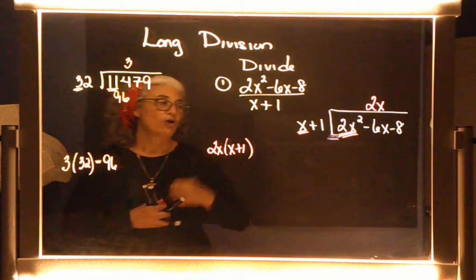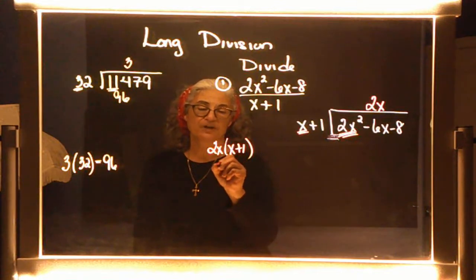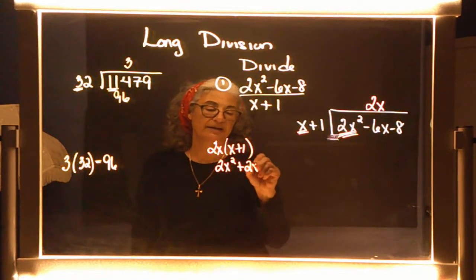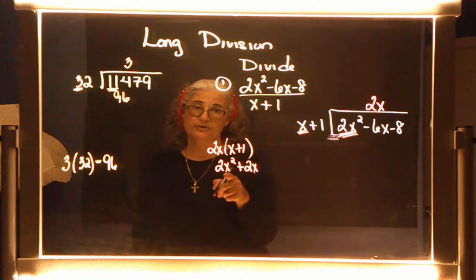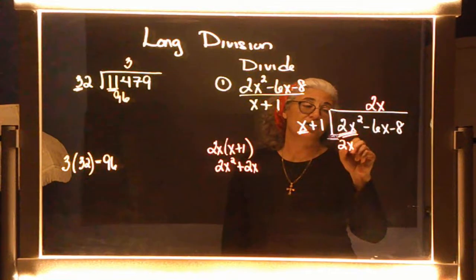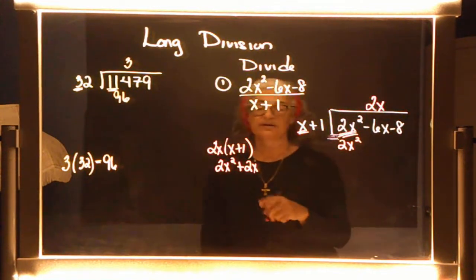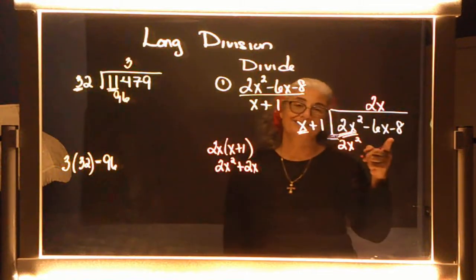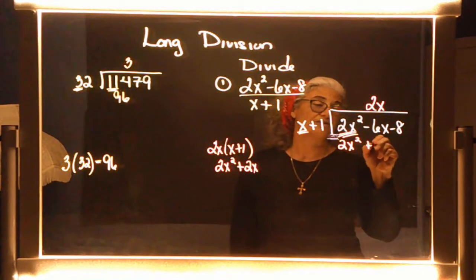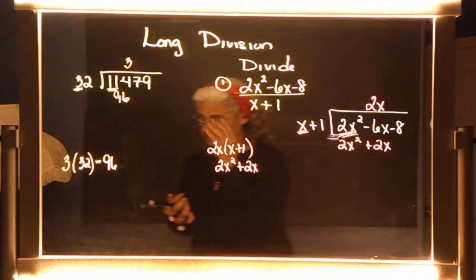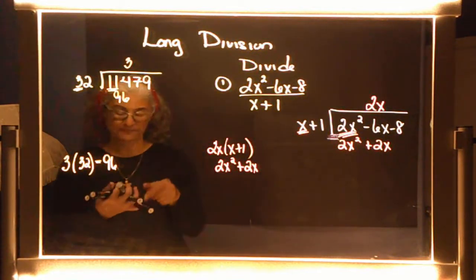All right. Over here, what do I get? I get 2x squared plus 2x. So where do I put the 2x squared? Under 2x squared, because they are like terms. And where do I put this plus 2x? Under the minus 6x, because they are like terms. Agreed?